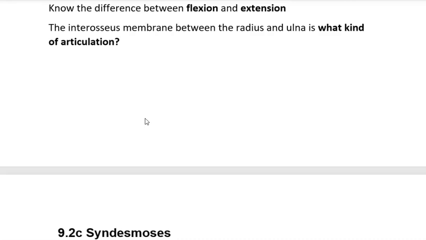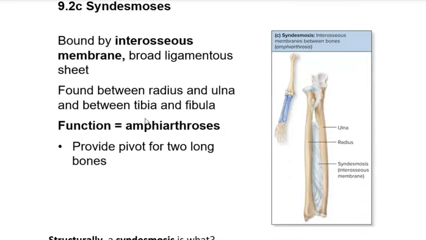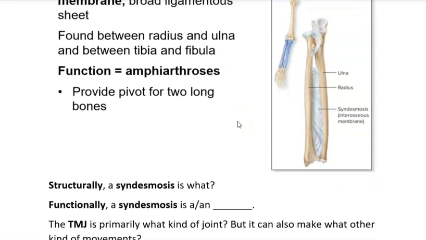The interosseous membrane between the radius and the ulna is what kind of articulation? This is going to be a syndesmosis, okay? Remember, syndesmoses are bound by an interosseous membrane, which is a broad ligamentous sheet, and you're going to find it between the radius and the ulna and between the tibia and the fibula. It's going to function as an amphiarthrosis and provide a pivot point for two long bones, okay? So structurally, a syndesmosis is a fibrous joint, while functionally, it is an amphiarthrosis.